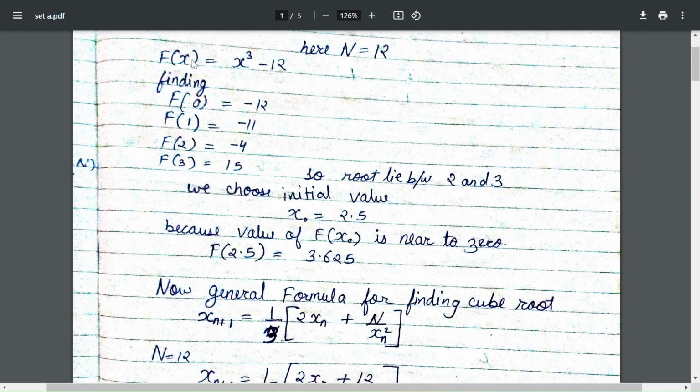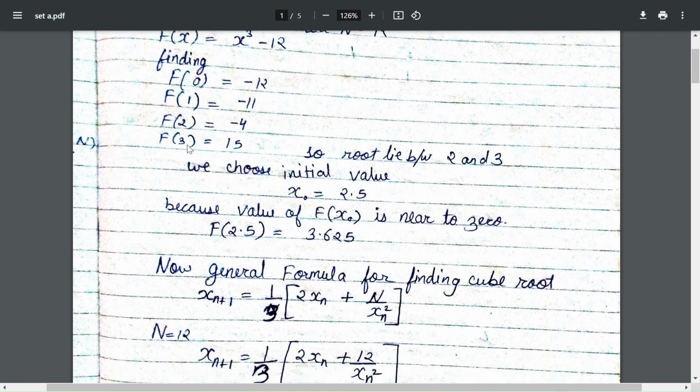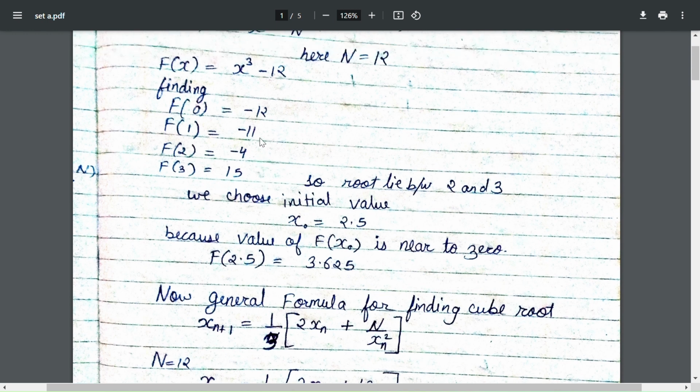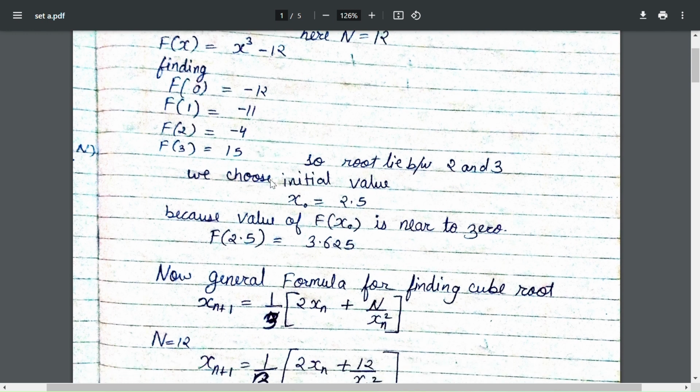So first we will put x equals to 0 in this function and we get f of 0 equals to minus 12. Then we will put x equals to 1 in function and we get f of 1 equals to minus 11. Similarly, on putting x equals to 2, we get f of 2 equals to minus 4. And on putting x equals to 3, we get f of 3 equals to 15. We will stop when we get one negative value and one positive value for the function. So we will consider that our root lies between 2 and 3.